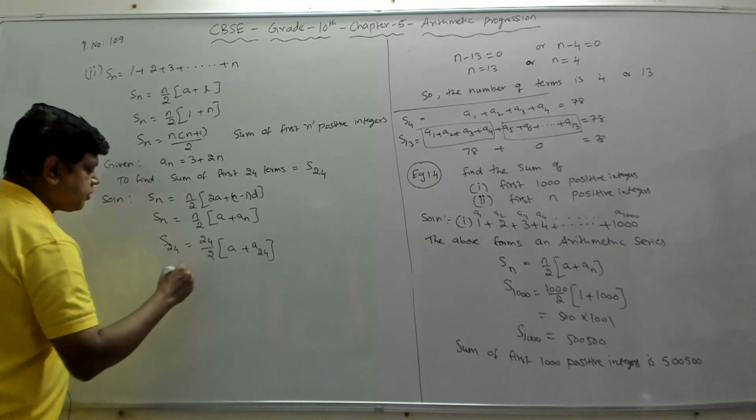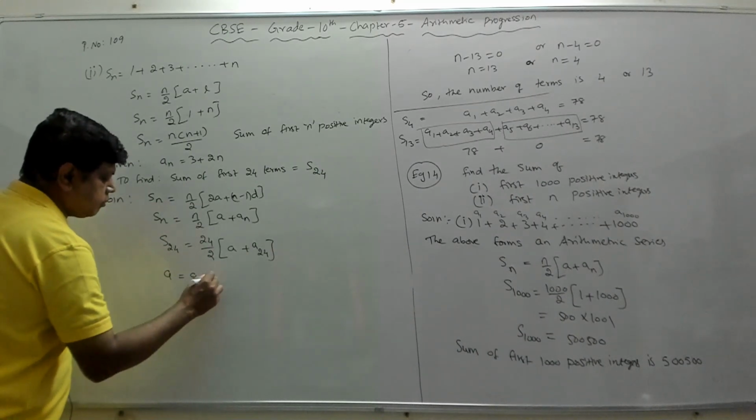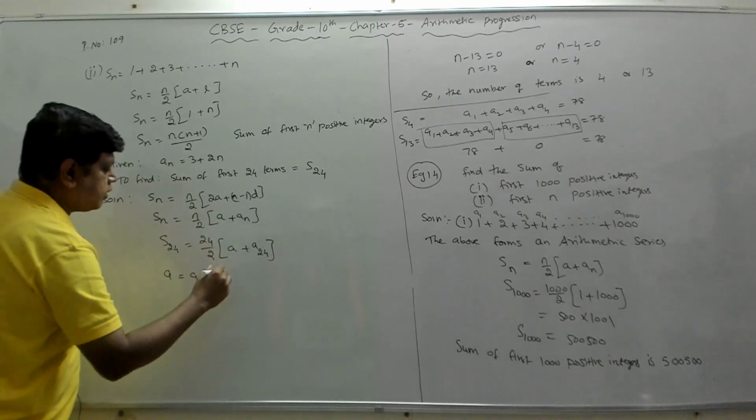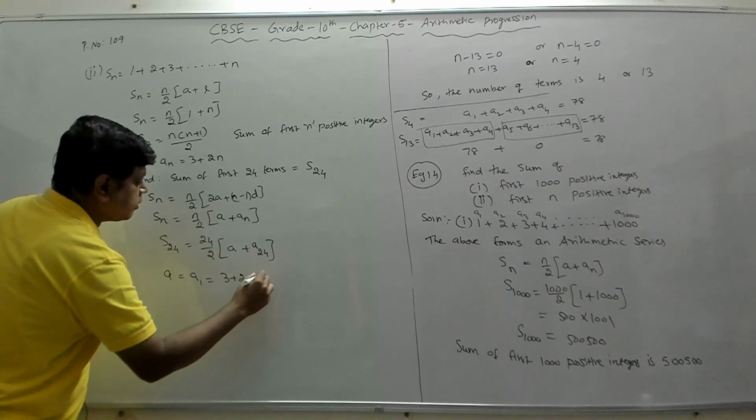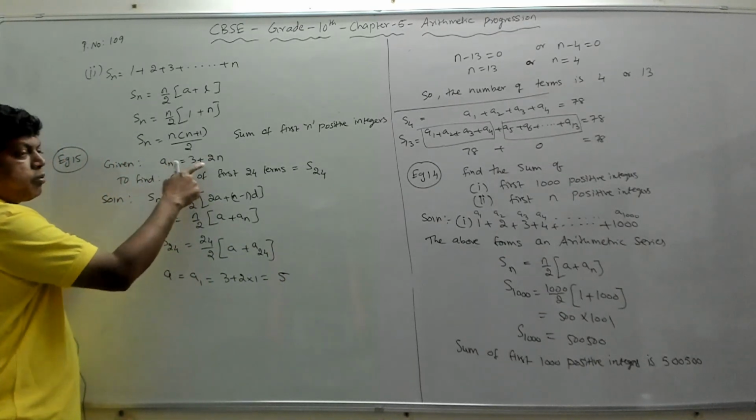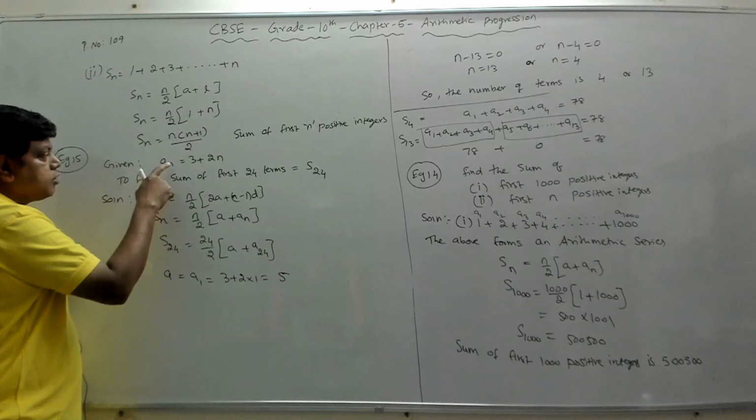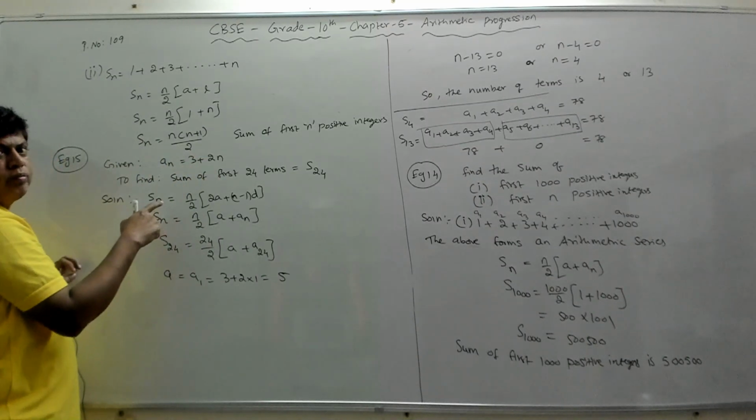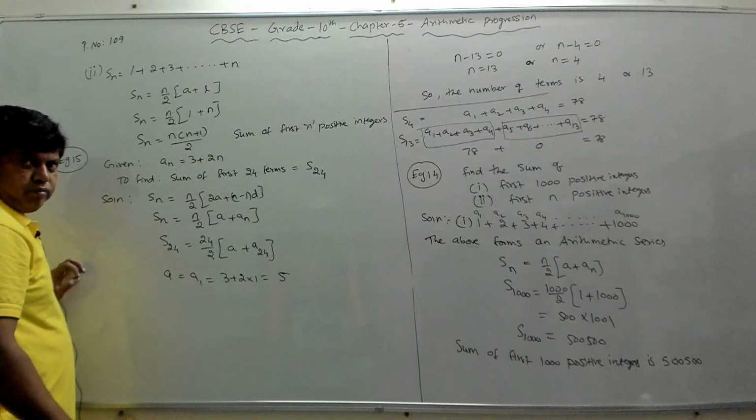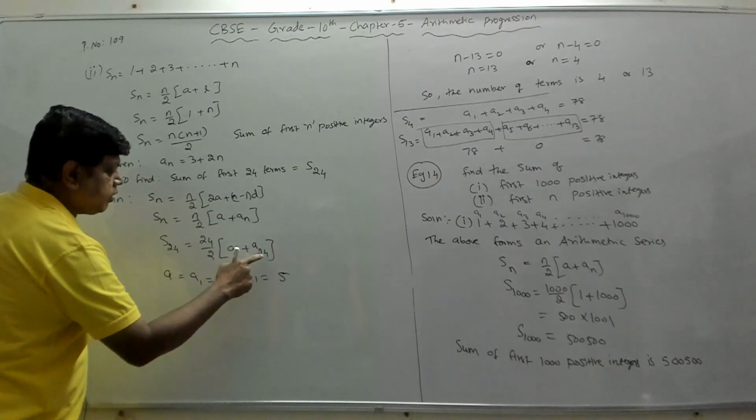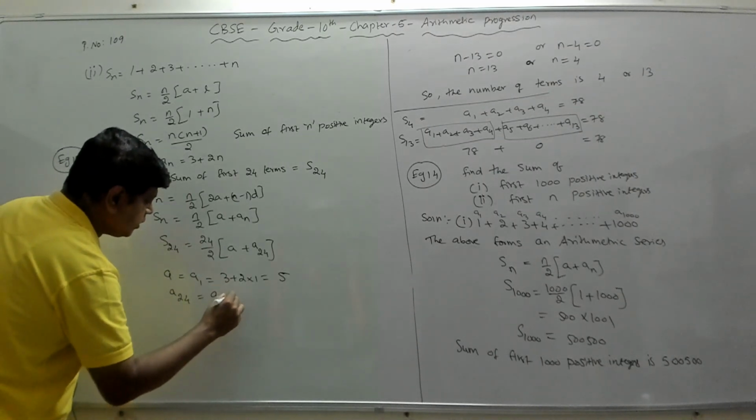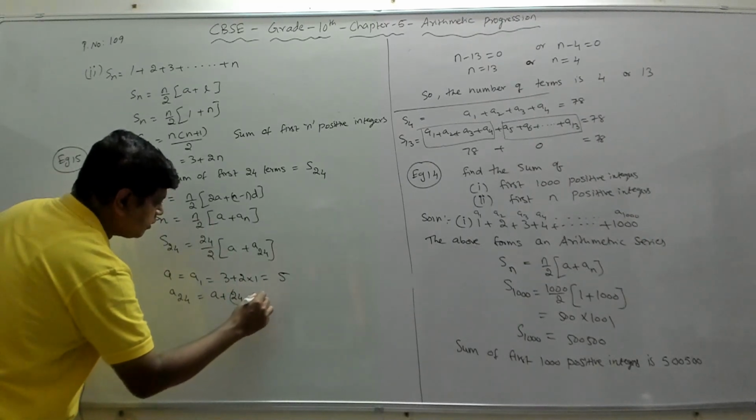Now let's try to find what is A. A is the first term, A is A1. And first term means I have to put A1. A1 is what here? 3 plus 2 into 1, which means 5. So if you put n is equal to 1, you will get the first term. If you put n is equal to 2, you will get the second term. If you put n is equal to 3, you will get the third term. Fine. So now we need to find the 24th term. So I need to find A24. A24 is what? A plus 24 minus 1 into D.